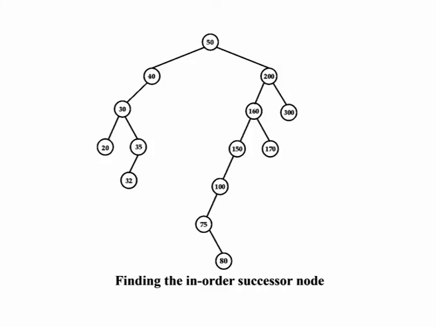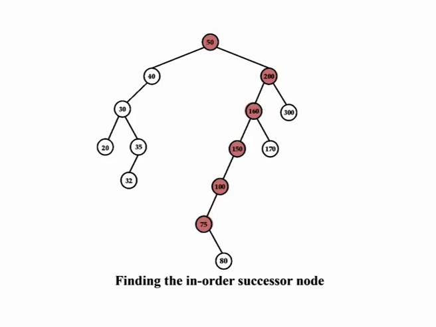Consider another example to find the in order successor of a node. To find the in order successor of node 50, move to the right child of node 50. Here we move to the node 200. From node 200, move to the extreme left node, that is from node 200 to node 160, then node 160 to 150, then from node 150 to 100 and then from 100 to 75. Node 75 is extreme left node, which is the in order successor of node 50.